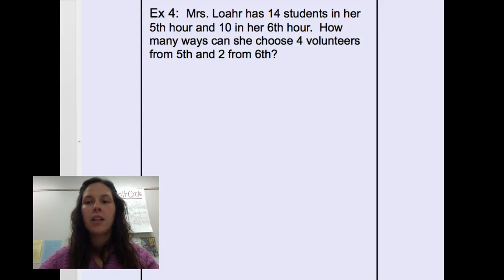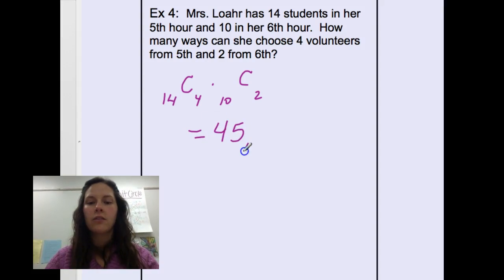And our last example, I'm choosing volunteers from both my 5th and 6th hour. The order in which my volunteers are chosen does not matter, so this is a combination. So we have 14 students in my 5th hour, and I'm choosing 4 of those for volunteers, and 10 in my 6th hour, choosing 2 of them, which gives me a total of 45,045. Now notice how much smaller this number is than the one where we had permutations, because again, there are a lot fewer combinations than there are permutations.